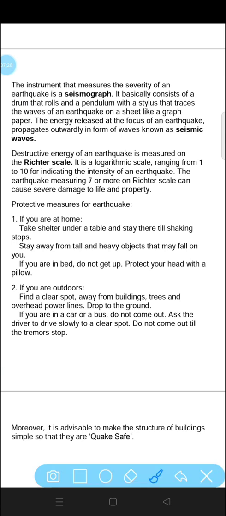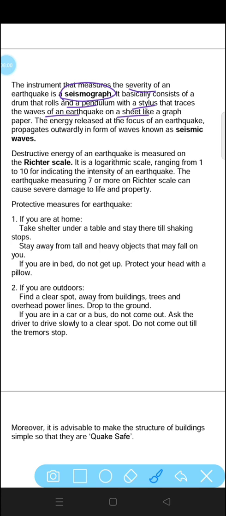The instrument that measures the severity of an earthquake is the seismograph. It measures how severe the earthquake was and how much damage it has caused. It basically consists of a drum that rolls and a pendulum with a stylus that traces the waves of an earthquake on a sheet like graph paper.